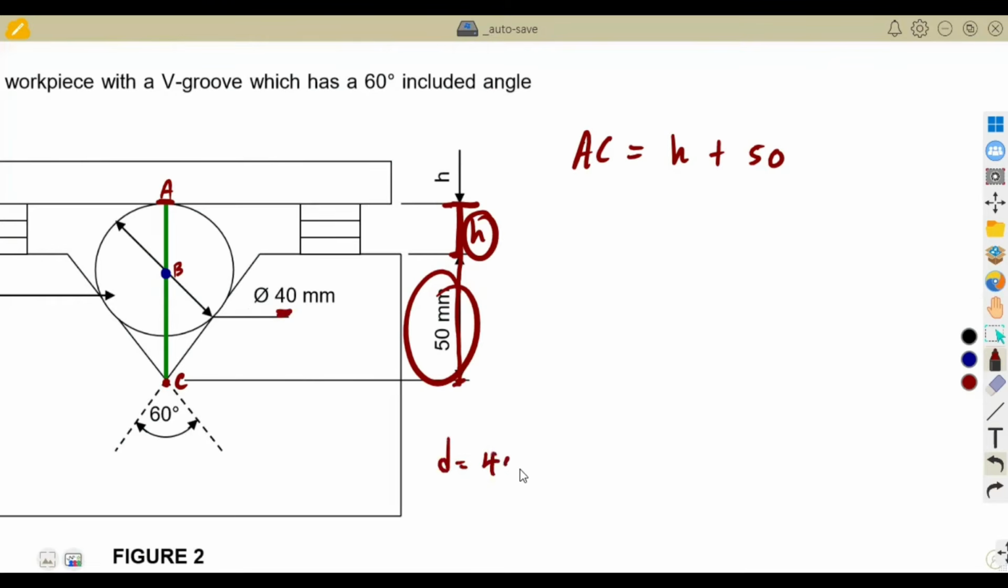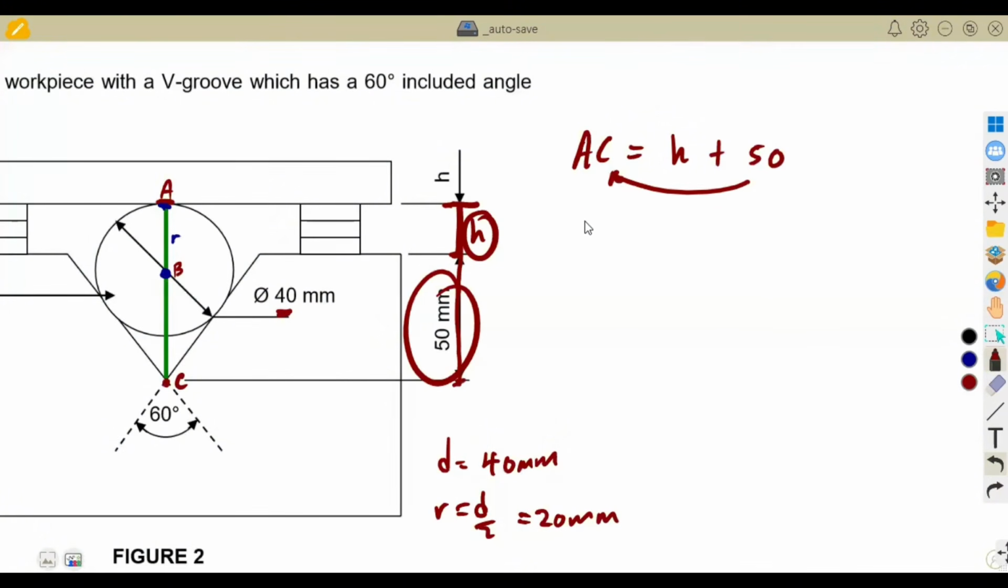Given a diameter of 40 millimeters, it means our radius, that's d/2, which is 20 millimeters. Why am I talking about the radius? From A to B, that is our radius, which is 20 millimeters. We need to find H. By the way, let us just make H the subject.